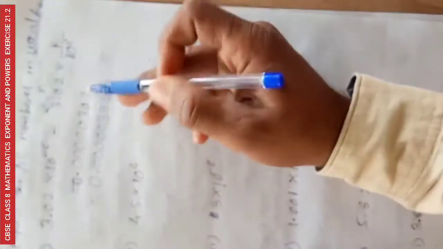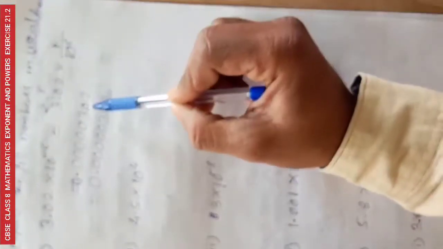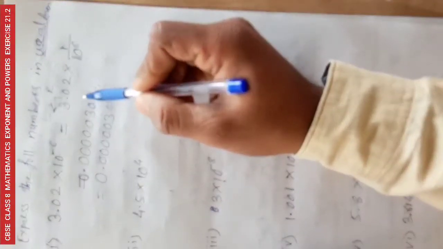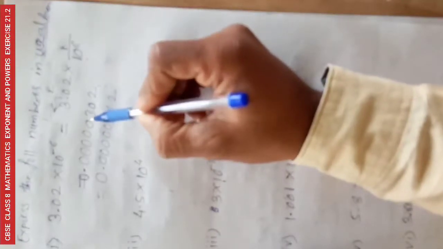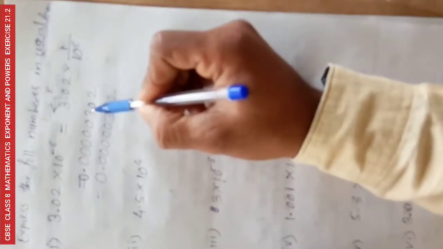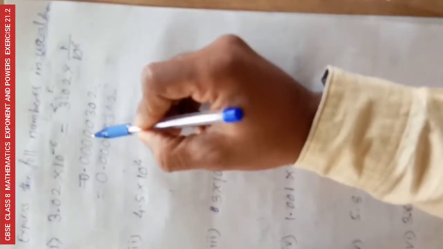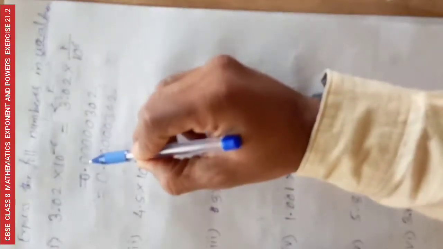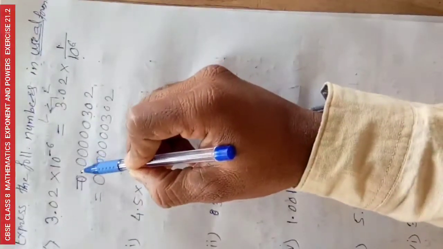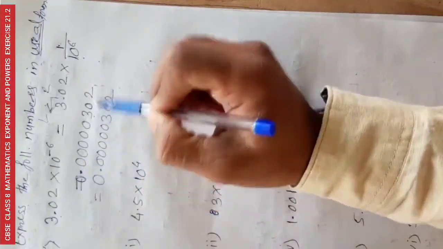So this number 302 as it is, and the decimal point is shifted 6 places. So here 3 is the 1 place, and the second, third and remaining places are absent, so fill them up by using 0. So 1, 2, 3, 4, 5 and 6. After the 6 places we put the decimal point, that means 0 point something.